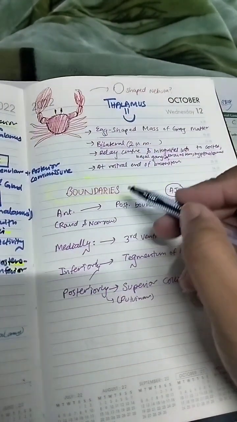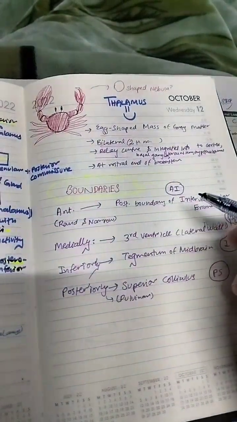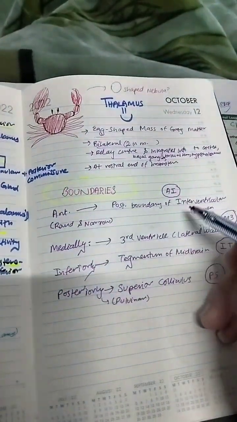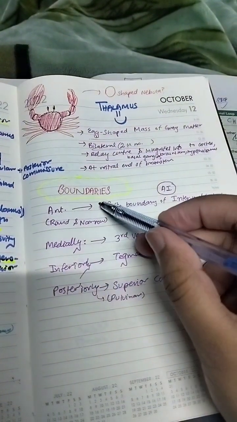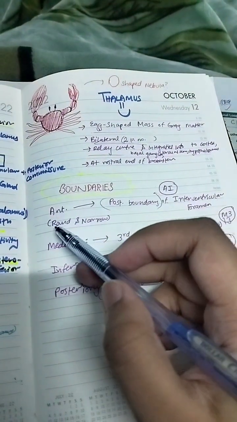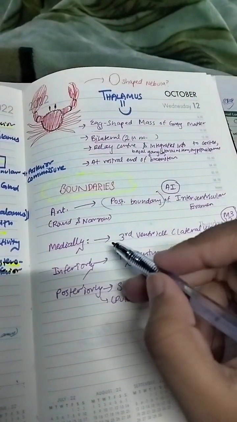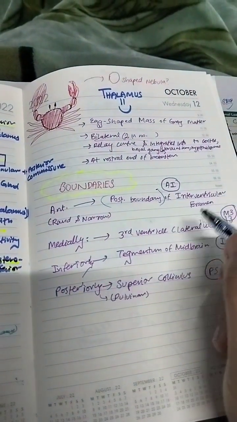Now let's talk about the boundaries of the thalamus. I have easy mnemonics for you, so it's really easy to remember. So please remember AI. Okay, so anteriorly, what do we have? We have the interventricular foramen. So the anterior boundary is going to be round and narrow. So what do we have medially? Medially, we have M3. So the medial boundary is related to the third ventricle, lateral wall.